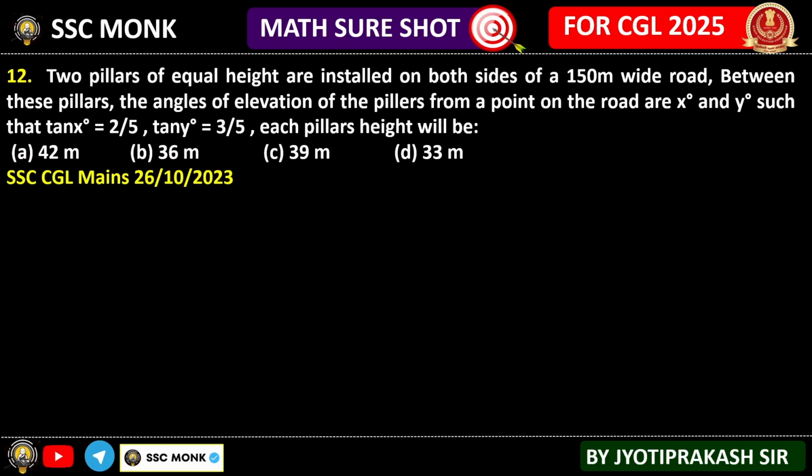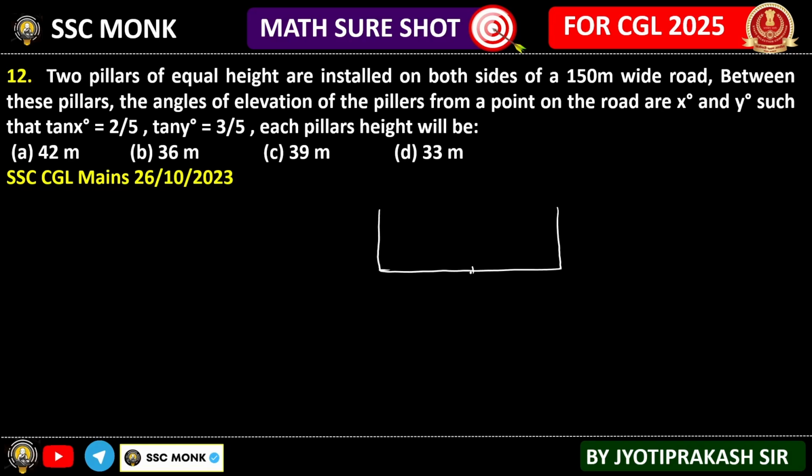Clear? Next, two pillars of equal height are installed at both sides of a 150-meter wide road. Between these pillars, the angles of elevation of the pillars from a point on the road are x degrees and y degrees, such that tan x is equal to 2 by 5 and tan y is equal to 3 by 5. Each pillar's height will be what? Now see, this is a road, this is a pillar, this is also a pillar. Both are of the same height. Now let's say this is a point.